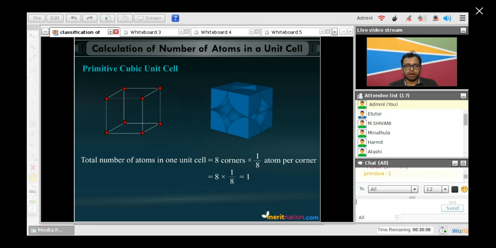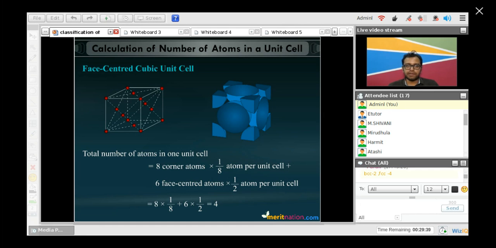Now, here we are calculating the total number of atoms present in the primitive cubic unit cell. The total number of atoms in one unit cell will be equal to, so there are 8 corner atoms, and 1/8 atom per unit cell is contributed by each corner atom. So the total number of atoms will be equal to 8 multiplied by 1/8, which is 1, right?